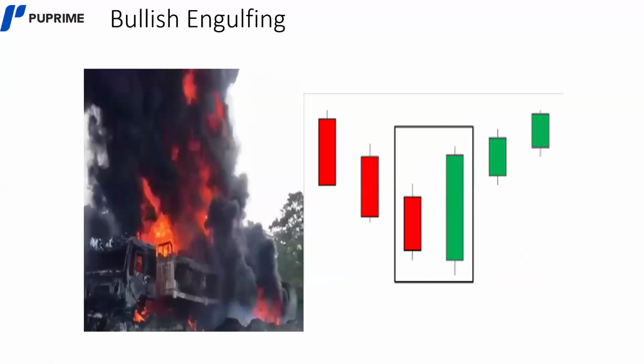Then another set of candles is the engulfing candles. These engulfing candles usually have a bigger body. What do I mean by body? Like I said earlier, the body is the difference or the distance between the open price and the what? The closing price. That's the distance between the open price and the closing price.